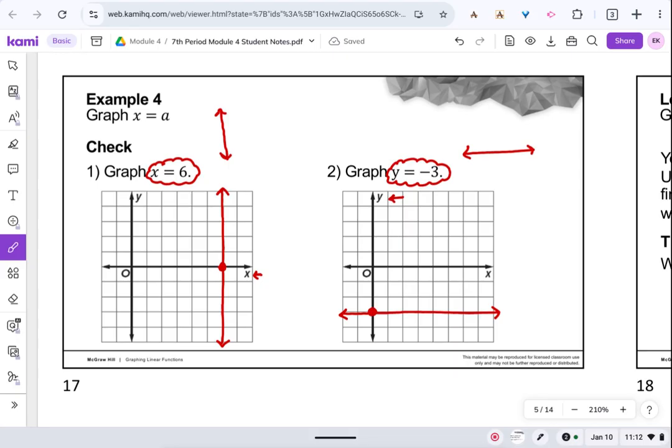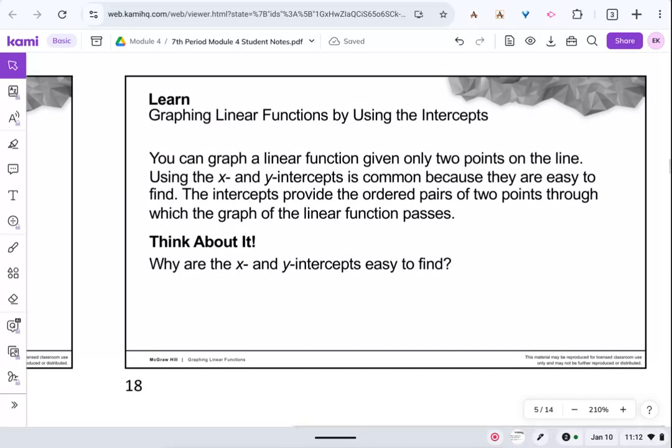Second piece of today is talking about graphing using these things called intercepts. So this is the second concept of 4.1. So 4.1 is tables, but then it's also looking at the intercepts of a graph. So on slide 18, you can graph a linear function given only 2 points on the line. Using the x and y intercepts is common because they are easy to find. The intercepts provide the ordered pairs of 2 points through which the graph of the linear function passes.